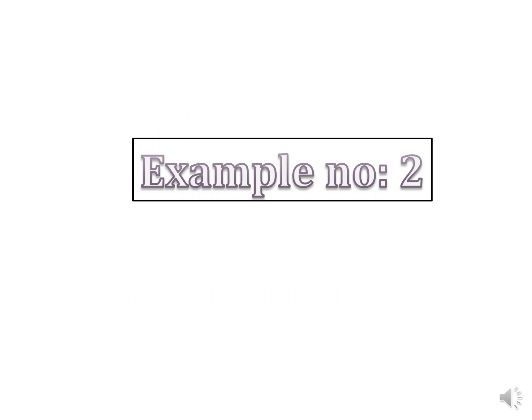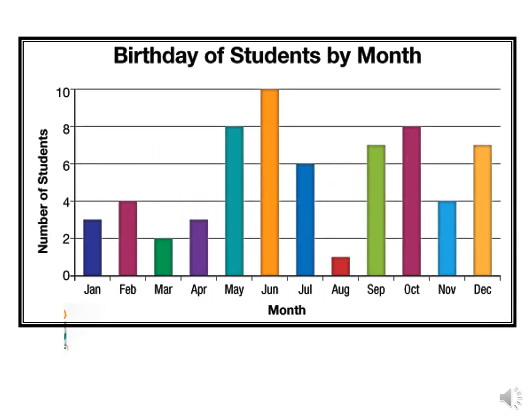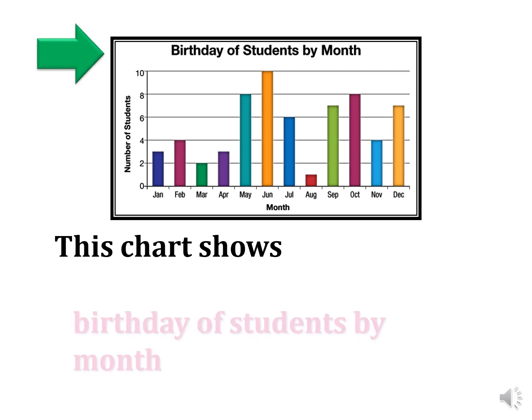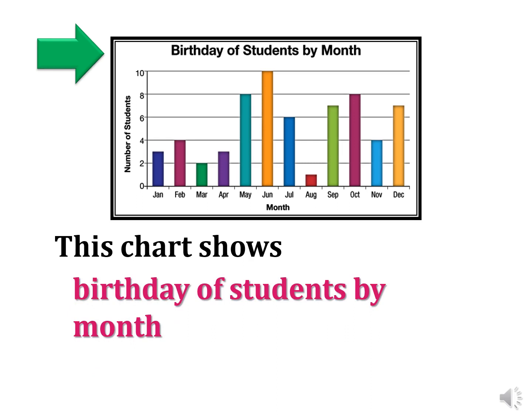Moving to the second example, take a look at this graph. Like the former one, this one is also a bar graph, children. Let's describe this bar graph. This chart shows... for this sentence, we have to pick the answer from the topic of the graph. So I am going to pick the answer: birthday of students by month.